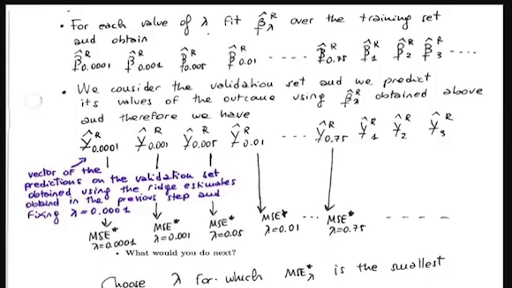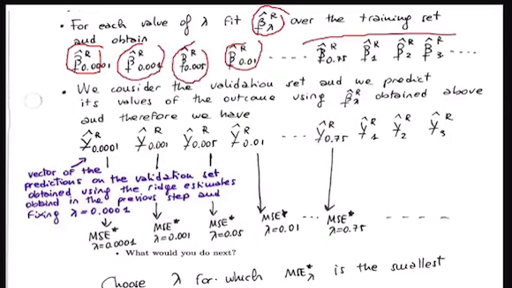Now, for each value of lambda, you know what we're going to do? We're actually going to fit ridge over the training set. You can see all of that. You see what we're fitting now? For each lambda value, we're fitting all of that. Any question on that? We're assuming different values for lambda and we fit.